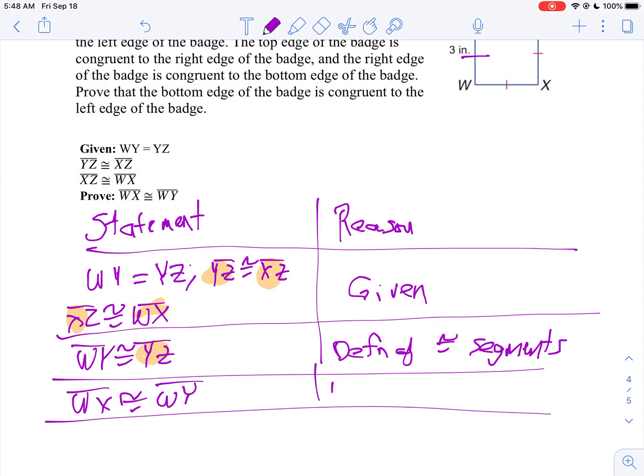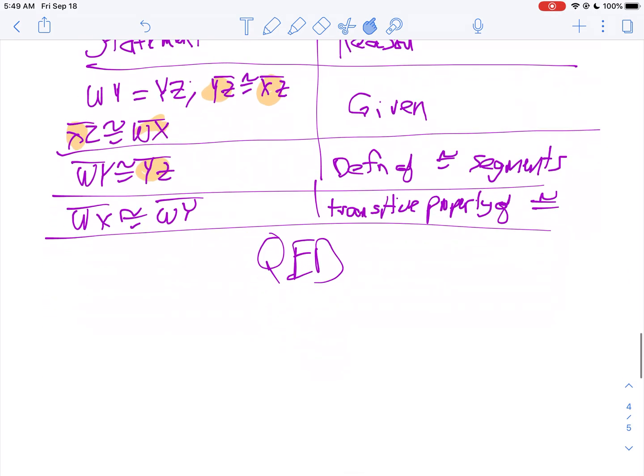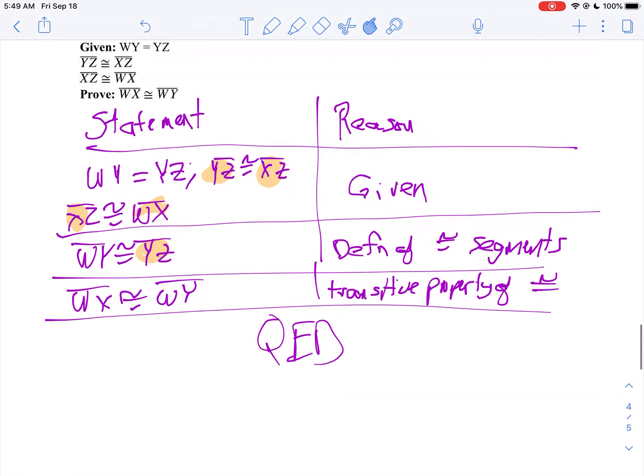Reason? Transitive property of congruence. Nice, short, beautiful three-step proof. You don't have to write this, but I always do, because we're done with our proof. That's all you got to do. Transitive property makes life a lot easier when you're doing proofs. You'll use that quite often.